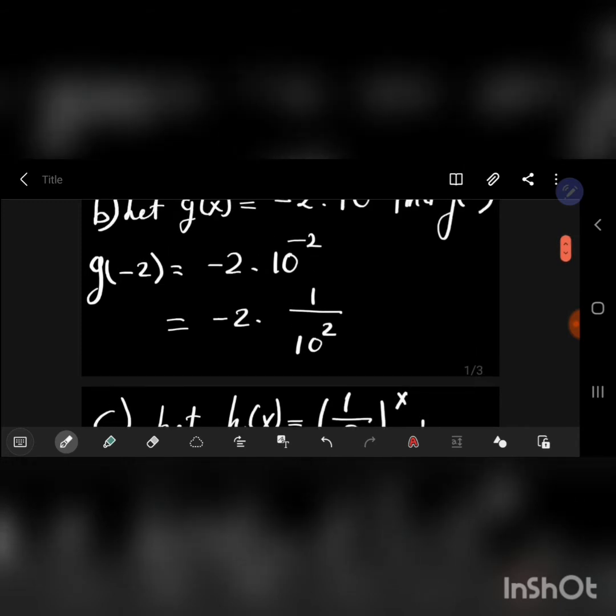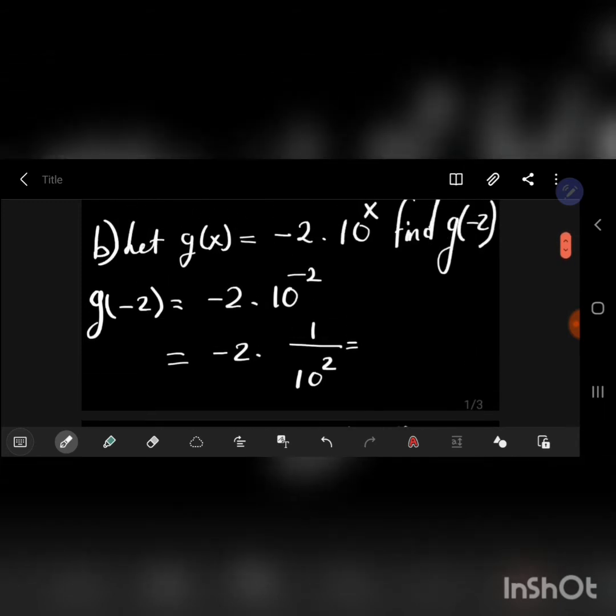After that, it's equal to minus 2 multiplied by 1 over 10 squared, which is 1 over 100. So I get rid of the negative power. I put minus 2 instead of x.